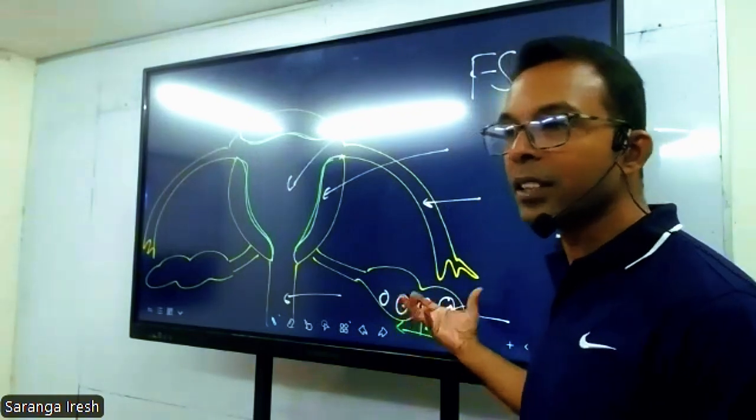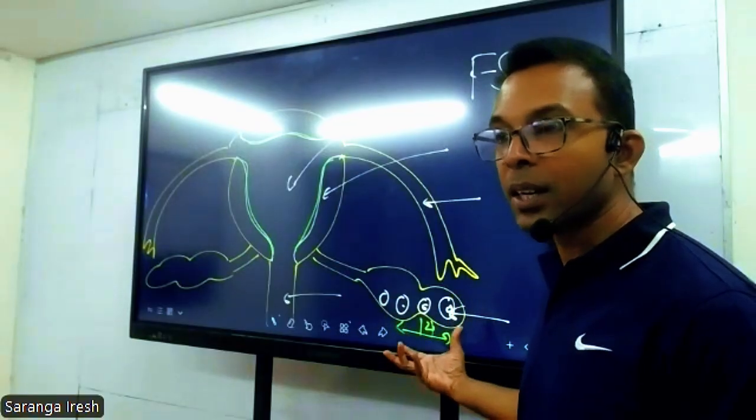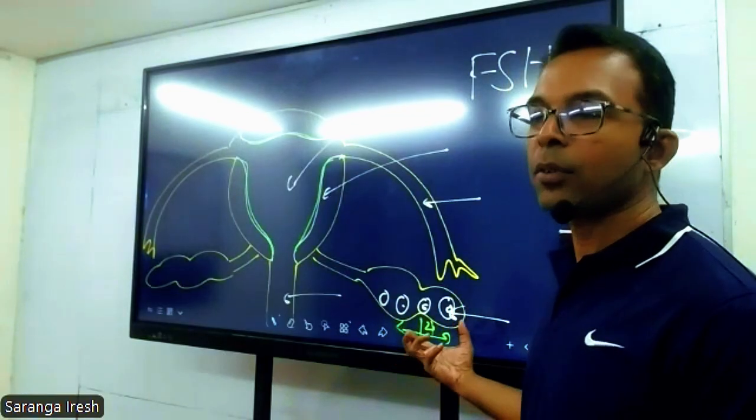Because of this change in LH in the blood, some important event takes place in the ovary. What is it? Ovulation. What is ovulation?